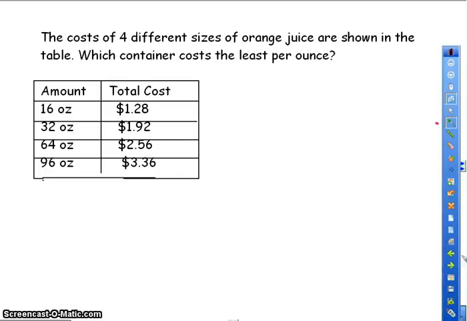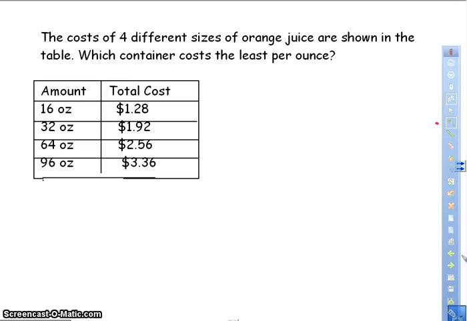Okay, the next one takes a little bit more work, which is fine because we're good at these unit rates. We know it's pretty easy. The cost of 4 different sizes of orange juice are shown in the table. Which container costs the least per ounce?